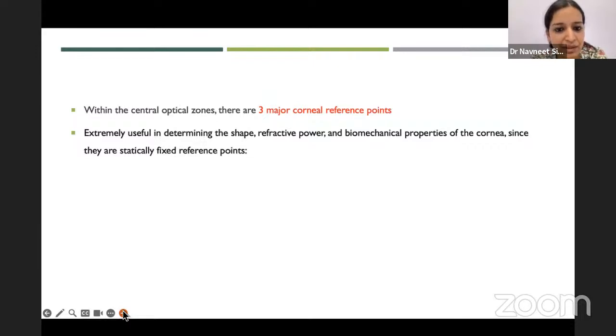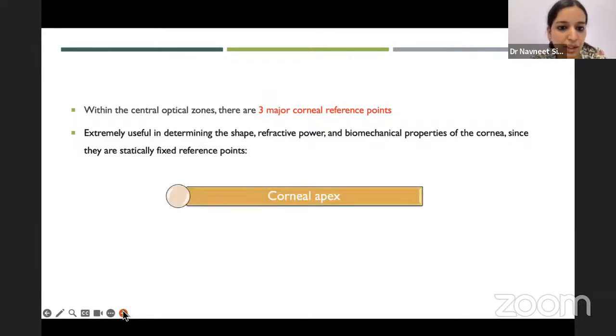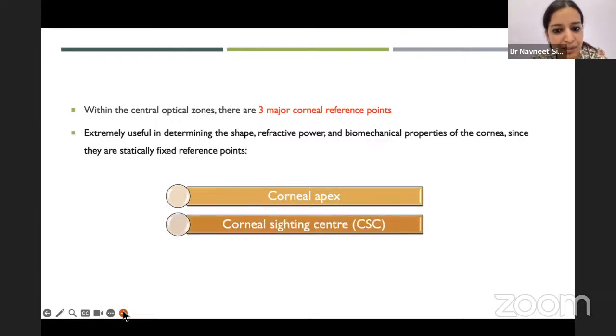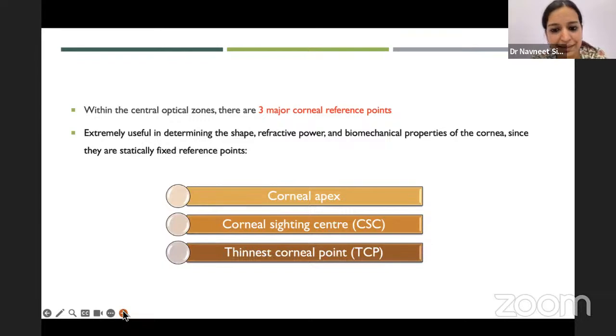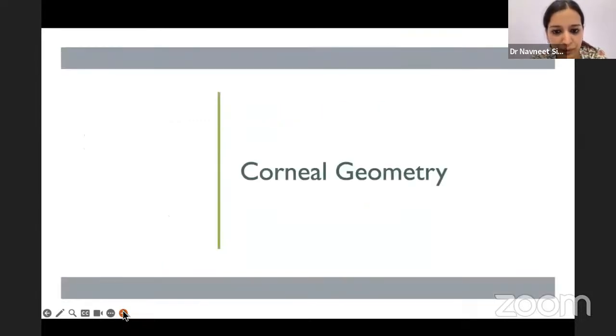Within the three central optical zones, there are three major corneal reference points as well, which are extremely useful in determining the shape, refractive power, and biomechanical properties of the cornea, since they are statically fixed reference points. These three points are the corneal apex, the corneal sighting center, and the thinnest corneal point.